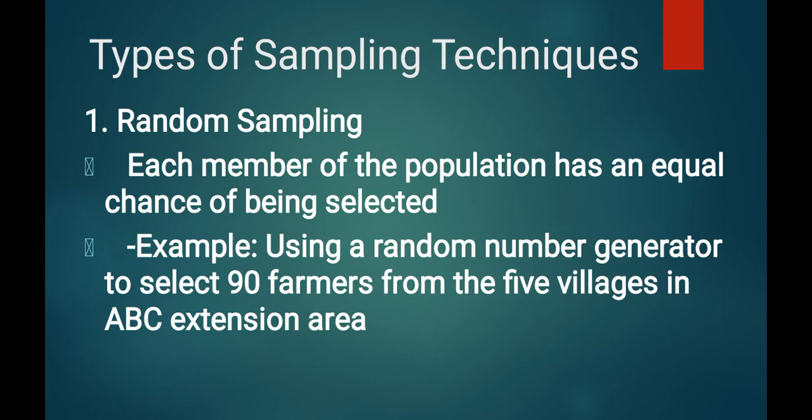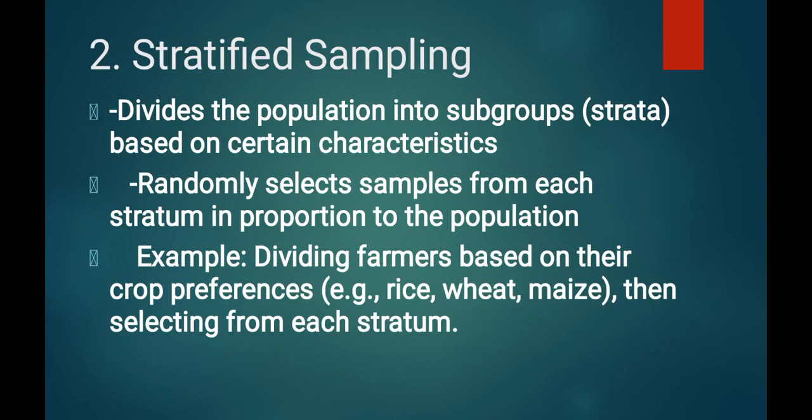Let's go to the second sampling technique: stratified sampling. In this method, you divide the population into subgroups or strata based on certain characteristics. Then you randomly select samples from each stratum in proportion to the population. For example, you divide farmers based on their crop preferences: rice, wheat, maize, then you select from each stratum.